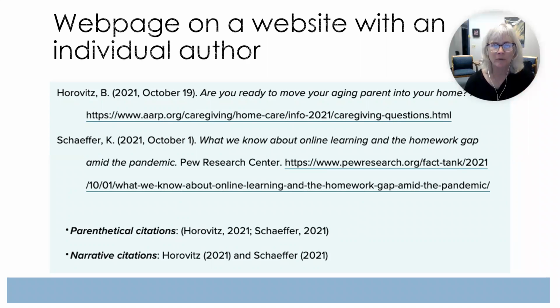Here you see if we have an individual author, same ideas, right? Italicize the article name, don't italicize the source, and then include the reference or the location. What's difficult about web pages is recognizing whether it's a web page or just an article, for example, posted on the internet. Again, here are some examples of parenthetical and narrative citations.